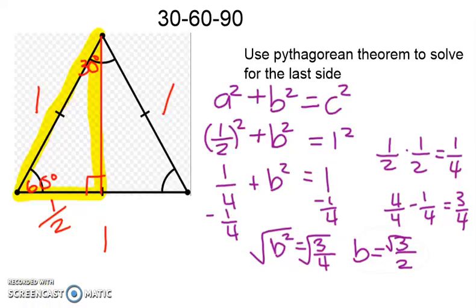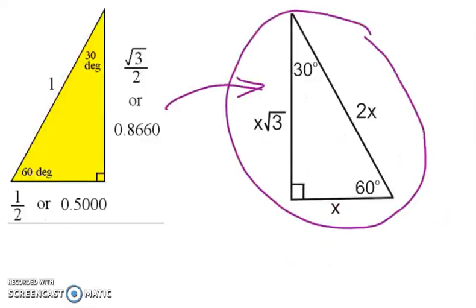And basically what we're going to use this for is, here's what we just came up with, and we're going to take that and put it in a general form, and this is kind of like a guideline for any 30, 60, 90 right triangle. So you're probably wondering, how did we get from 1/2 to just x? How did we get from 1 to 2x, and from square root of 3 over 2 to x square root of 3?